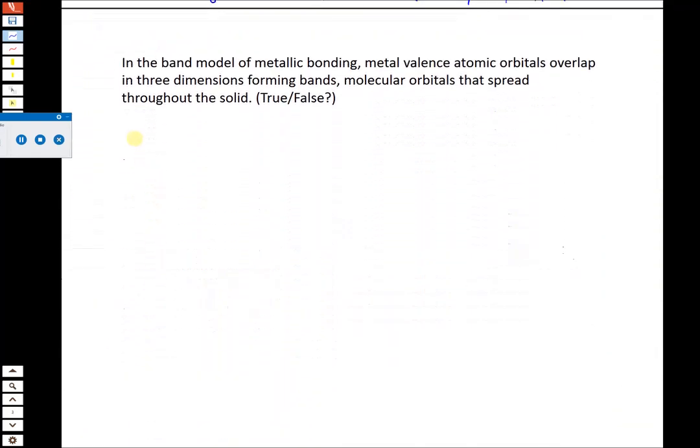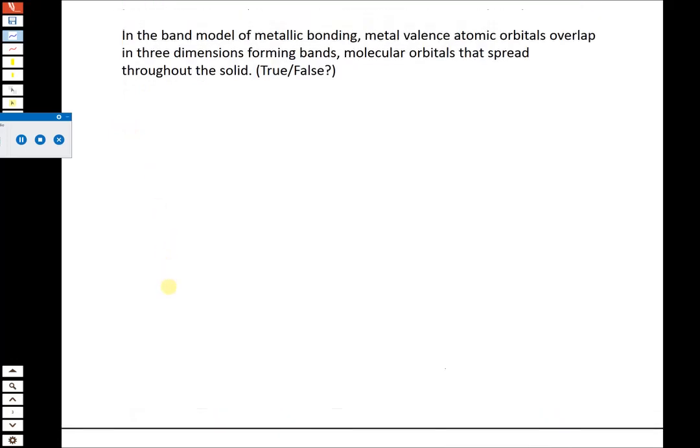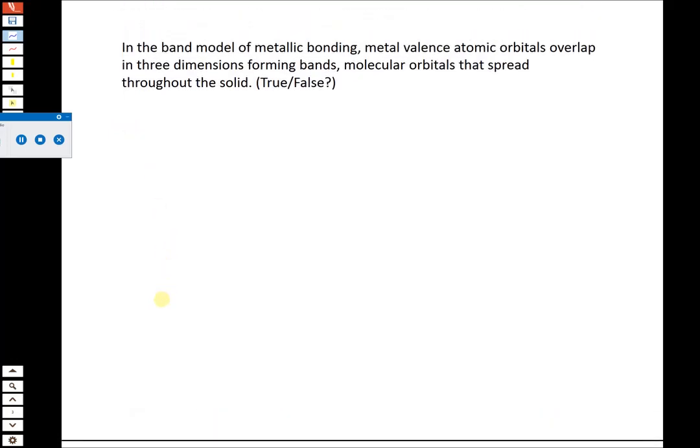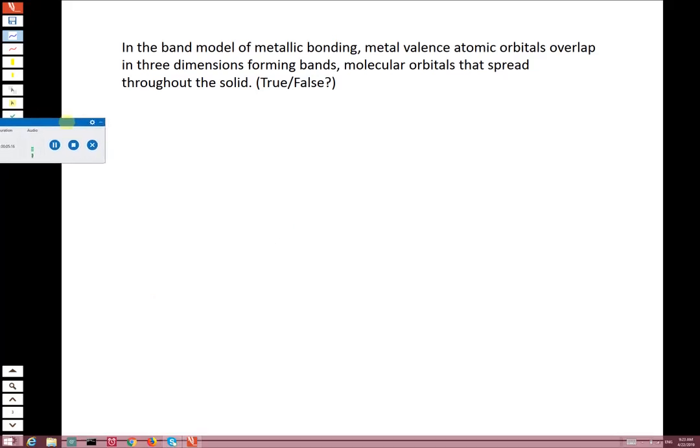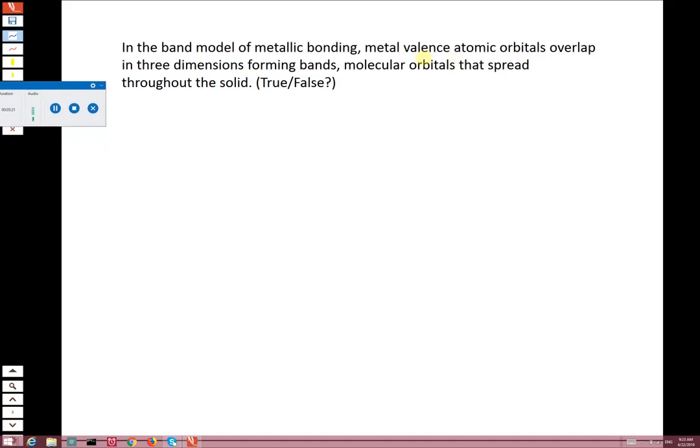Alright, so the next question deals with metallic bonding, and there's actually two that are going to be on a similar topic. We'll get another one of these later on. So it says, in the band model of metallic bonding, valence atomic orbitals overlap in 3 dimensions, forming bands, molecular orbitals that spread throughout the solid.